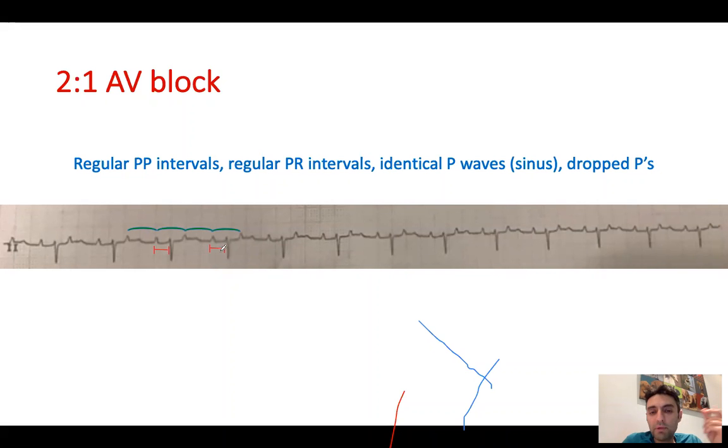The P waves are coming from the sinus node, and hence they should be conducted. Sometimes if the P waves are ectopic, the AV node may block them, so it's unfair to assess the conduction if the P waves are not sinus. But if the P waves are sinus and they are being blocked, then definitely the AV node is diseased. This is a nice example of 2-to-1 heart block.